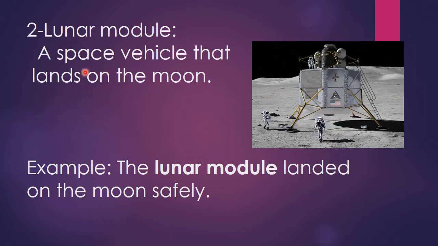Lunar module, a space vehicle that lands on the moon. Okay, example, the lunar module landed on the moon safely. This is a lunar module. Lunar means something related to the moon.